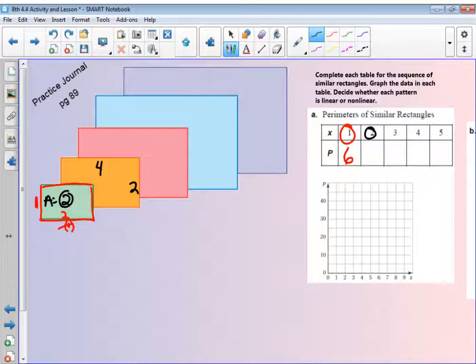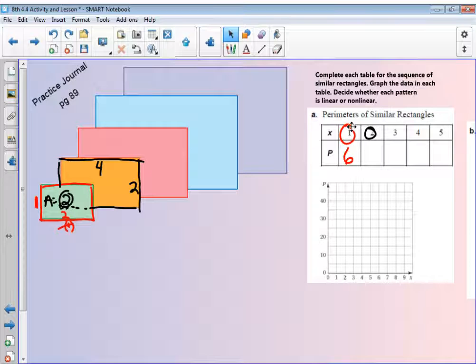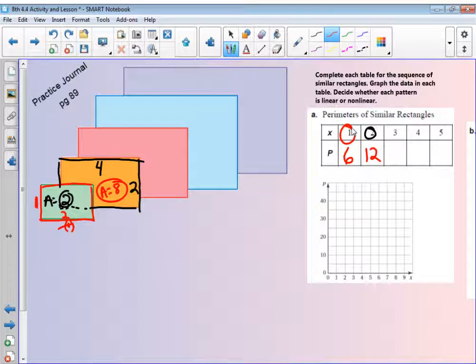Okay, so our perimeter, well, we would have 4 plus 4, which would give us 8, 9, 10, 11, 12. So we got 12 for our perimeter there. And while we're at it, we'll go ahead and find our area. There we would do 4 times 2, which would give us 8 for our area. So we'll go ahead and circle that because we'll need it for later.